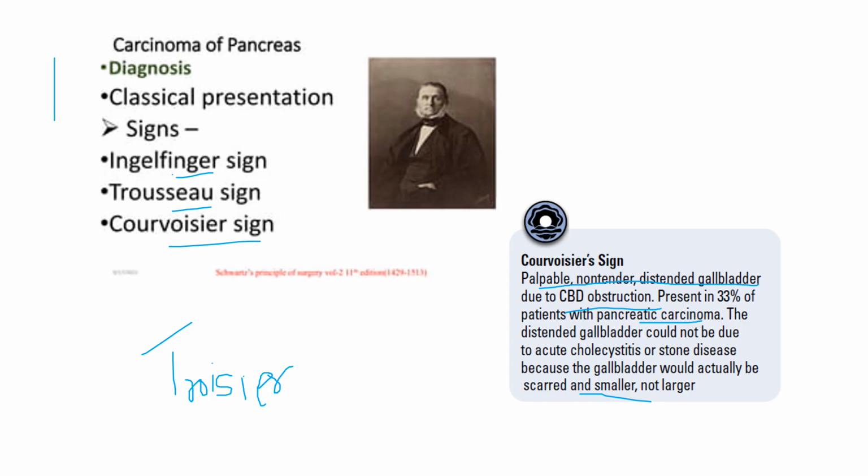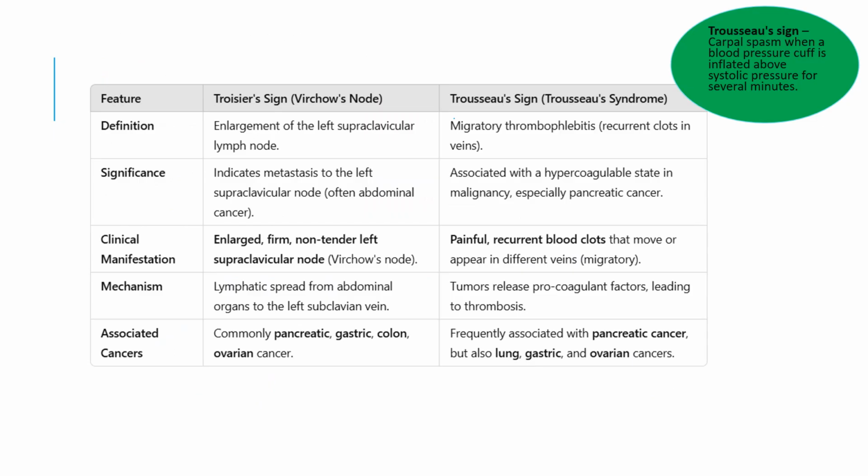What is Troisier sign? Troisier sign is Virchow's node, or left supraclavicular lymph node. It indicates metastasis to the left supraclavicular lymph node, often from an abdominal cancer. What is Trousseau sign or Trousseau syndrome? It's migratory thrombophlebitis, which is recurrent clots in the veins, usually with a hypercoagulable state like in a malignancy, especially pancreatic cancer. So in Troisier sign, there can be a large, firm, non-tender left supraclavicular lymph node, also called Virchow's node.